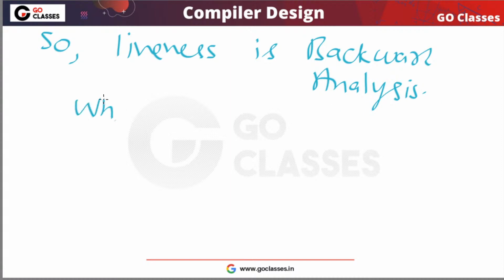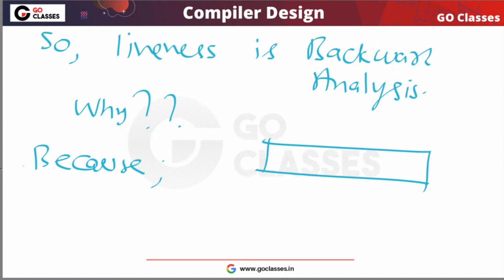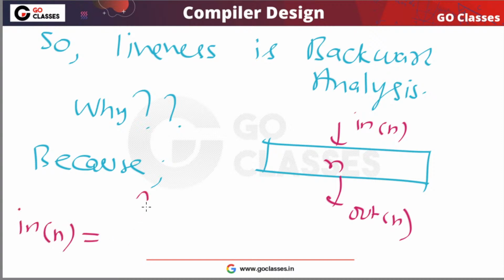Why? Because why is this a backward analysis? You can notice that if you have a statement, then this is your in of n, this is your out of n, and in of n is written as a function of out of n. Correct? So this is what we do.